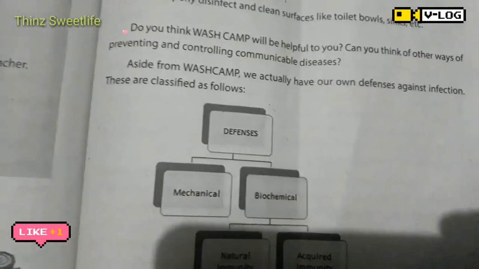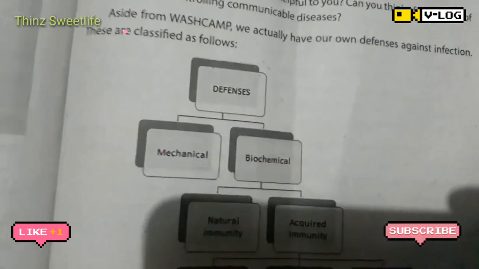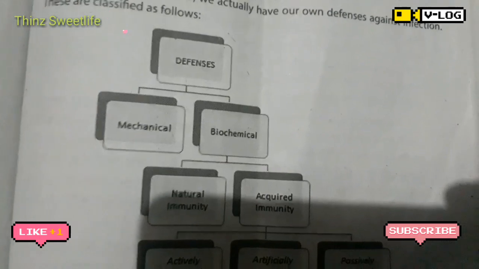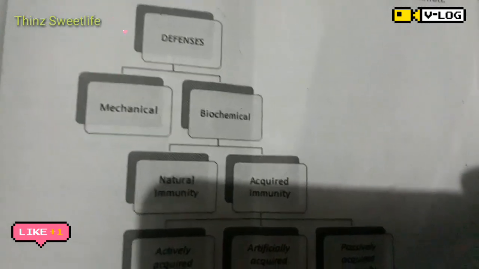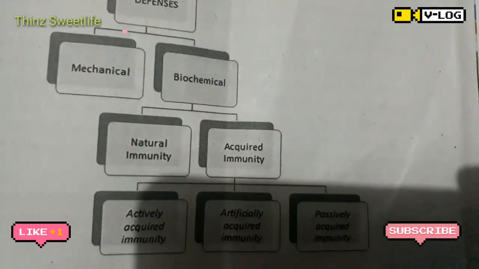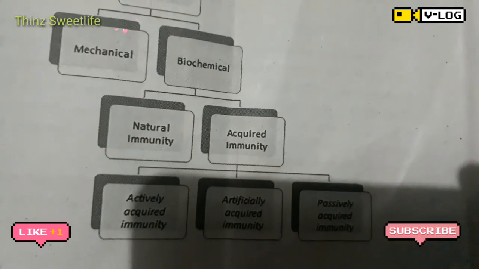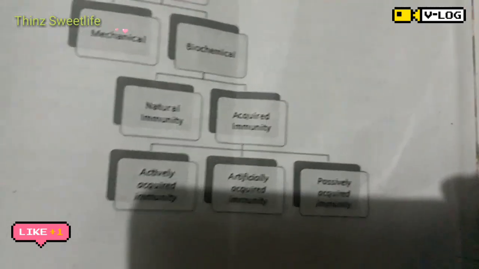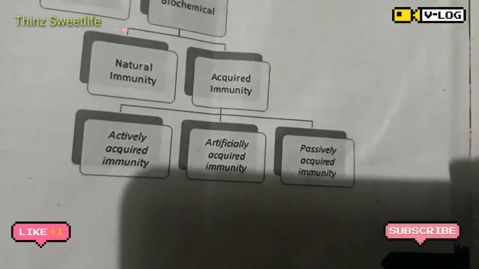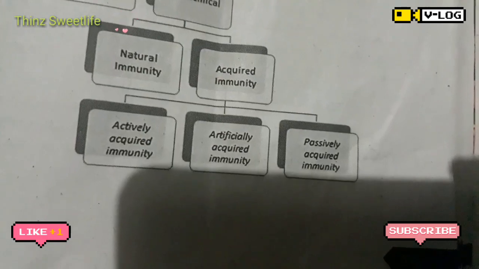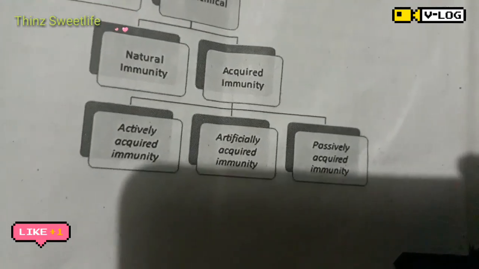Aside from WASH CAMP, we actually have our own defenses against infection. These are classified as follows. Defenses: under defenses, mechanical and biochemical. Under biochemical is natural immunity and acquired immunity. Under acquired immunity, actively acquired immunity, artificially acquired immunity, and passively acquired immunity.